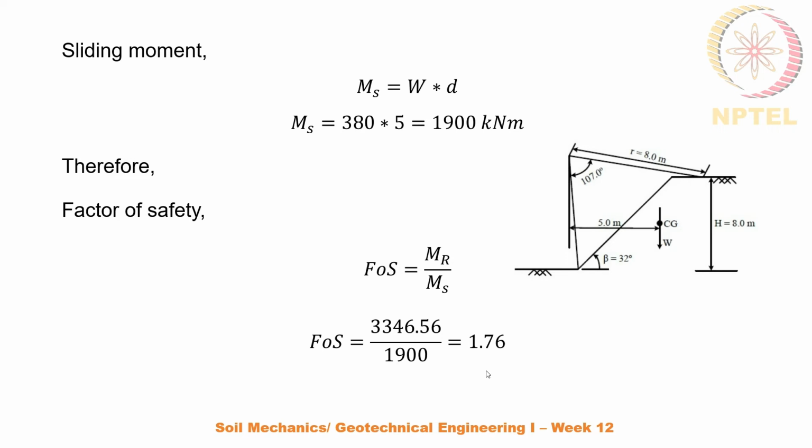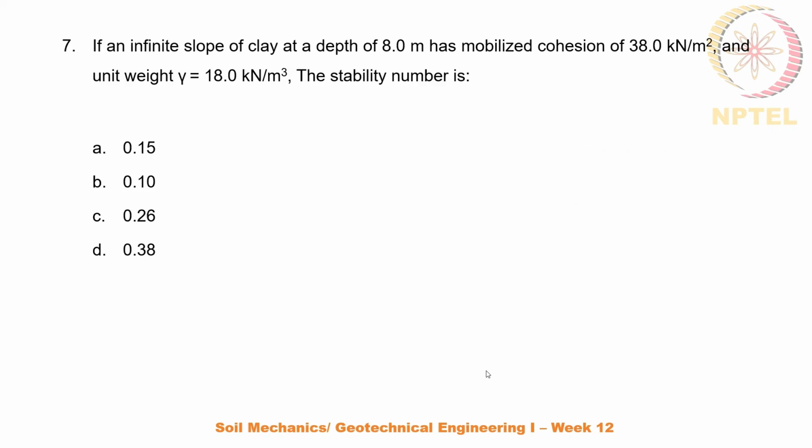Okay, so let's move on to the next question. If an infinite slope of clay at a depth of 8 meter has mobilized cohesion of 38 kilonewton per meter square and unit weight gamma 18 kilonewton per meter cube, the stability number is. So we are given that the slope is of infinite extent and the soil material is clay, that is cohesive in nature.